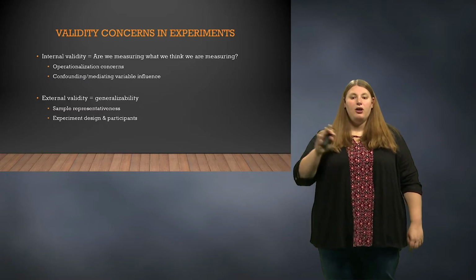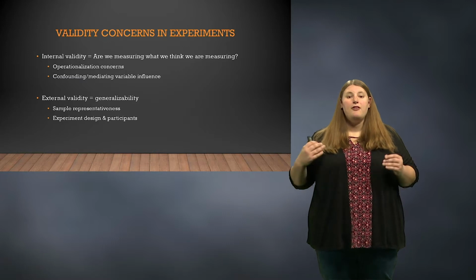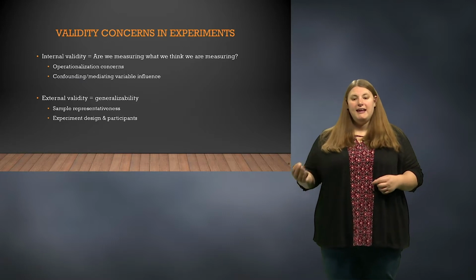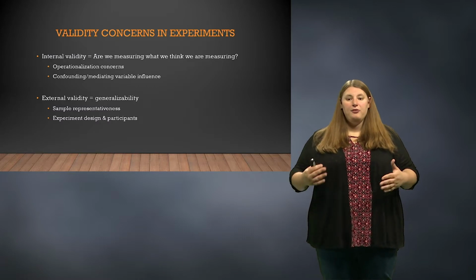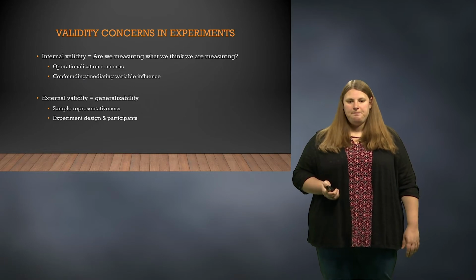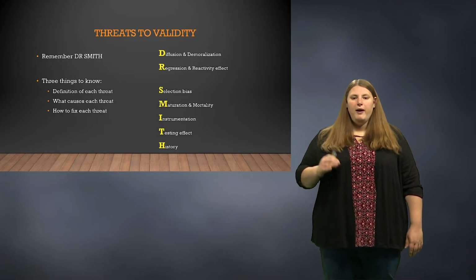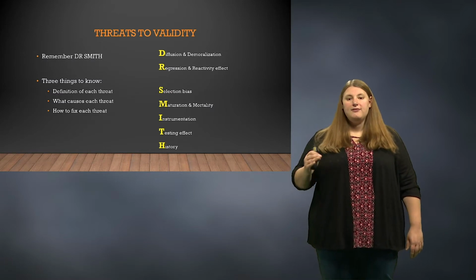External validity is all about generalizability. In our sampling lecture, we learned about the importance of representativeness. But like internal validity, the way that an experiment is designed and how the participants interact with the experiment can influence this concept. The ways in which validity is affected by the experimental design are called threats to validity.